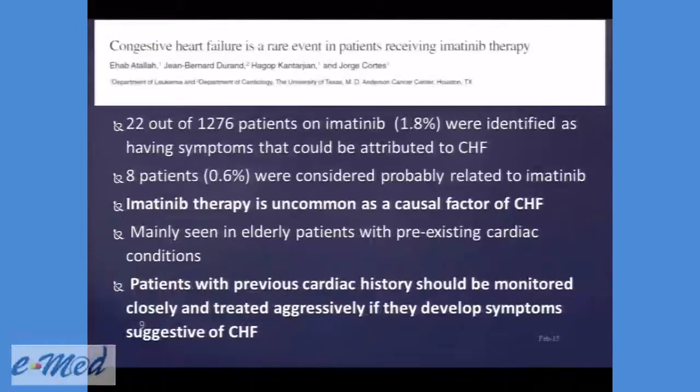In the same year, the group from MD Anderson published a contradicting article reporting on a very low rate of congestive heart failure among patients treated with imatinib and summarized that imatinib is uncommon as a cause for congestive heart failure. In their cohort of 1,200 patients, CHF could be attributed to imatinib in 8 patients only. These were mainly elderly patients with cardiac risk factors.